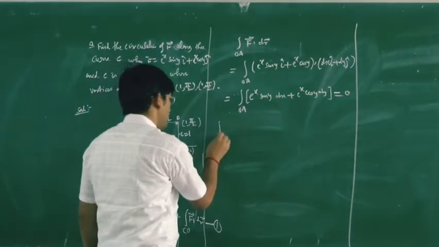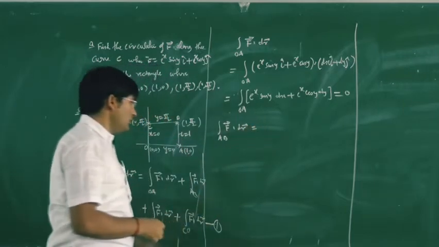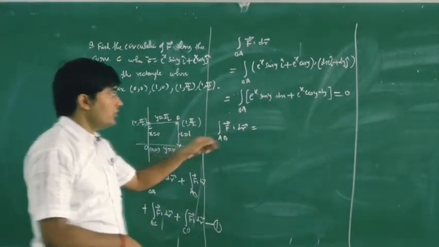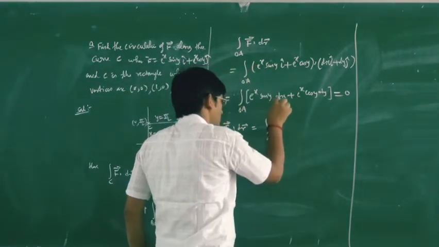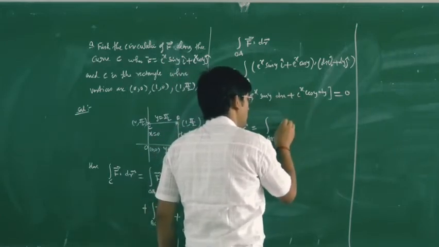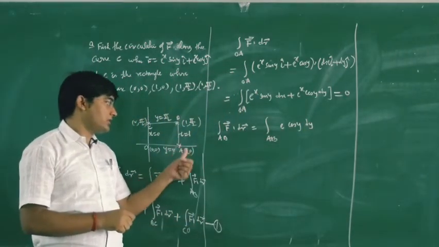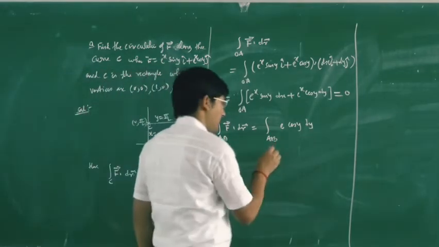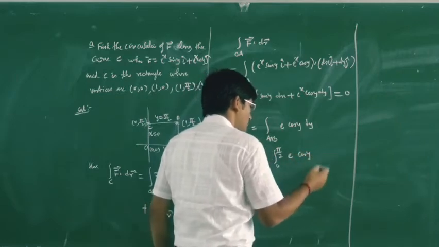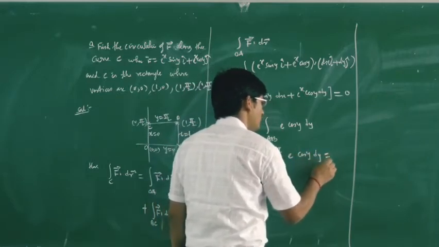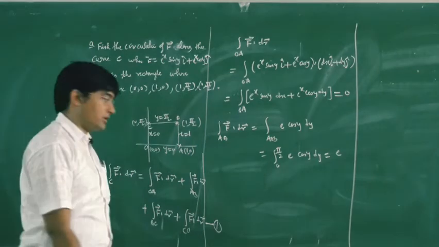Now for the line integral AB, your x is 1, so your dx will be 0. As our dx is 0, this term will vanish. So along AB, x is 1, so dx is 0, and we have e times cos y dy. And the value of y for this line AB is from 0 to pi/2. So this is equal to the integral from 0 to pi/2 of e cos y dy. Now the integration of cos y is sin y, and the value of sin y from 0 to pi/2 will be 1. So we have the answer as e.